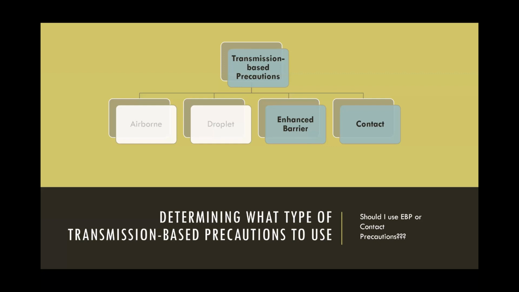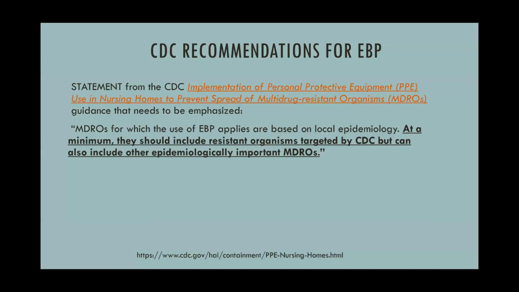How do you determine what type of transmission-based precautions to use? There is a statement from the CDC in the implementation of personal protective equipment use in nursing homes to prevent the spread of multi-drug resistant organisms. In that guidance, there's a statement that needs to be emphasized. It says MDROs for which the use of EBP applies are based on local epidemiology. At a minimum, they should include resistant organisms targeted by the CDC, but can also include other epidemiologically important MDROs.